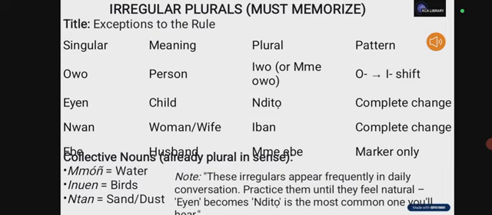Collective nouns. Mon means water. You do not say madam mon because water is already a mass. If you need to show amount, you use containers or measures. Monikpo iba means two cups of water.